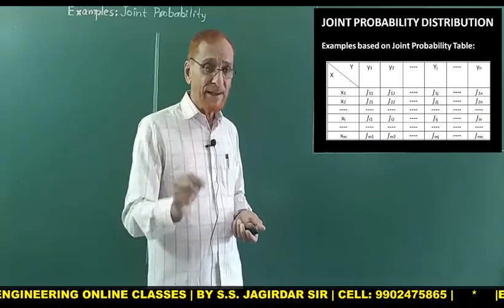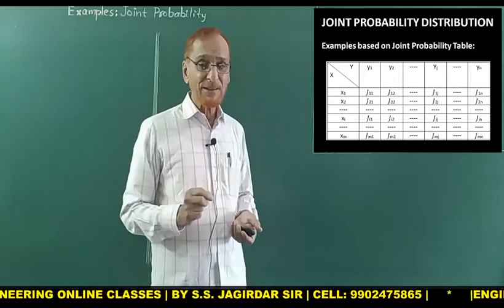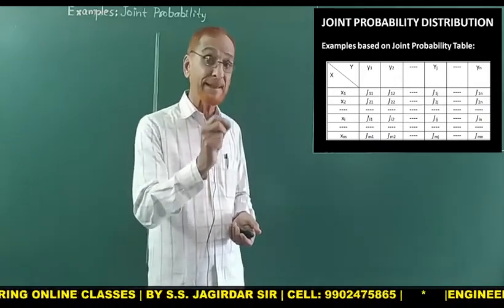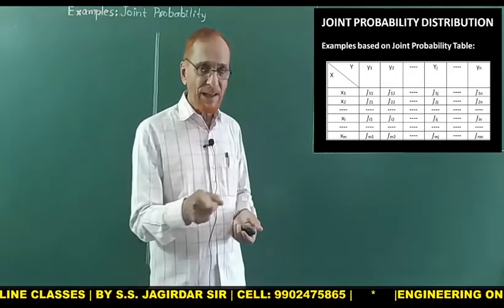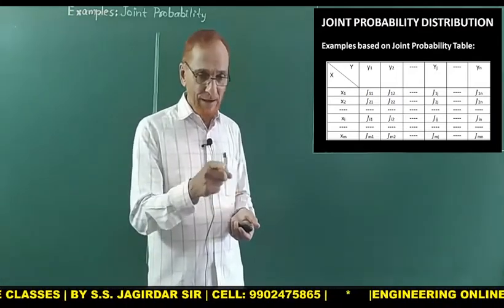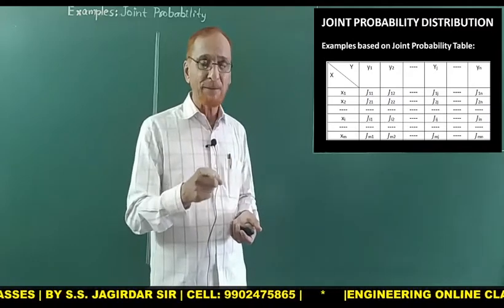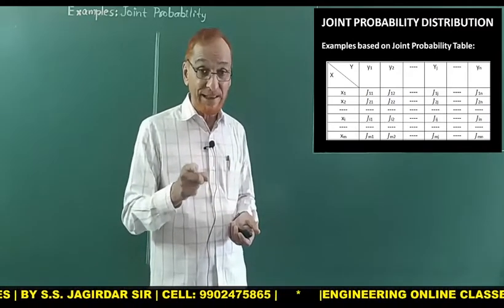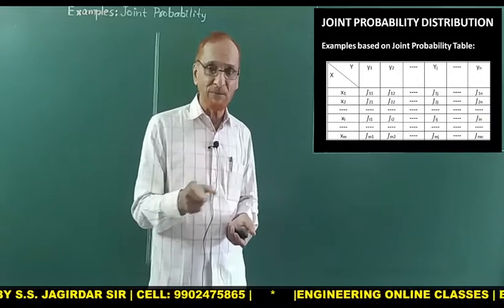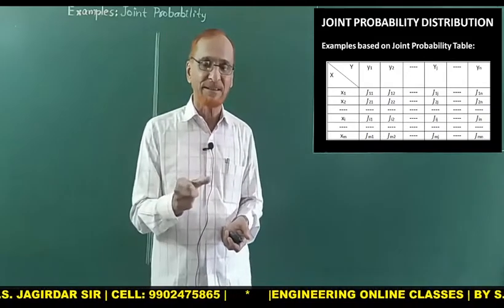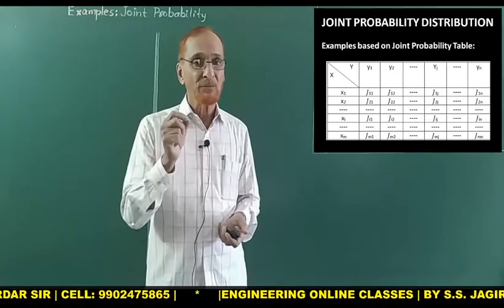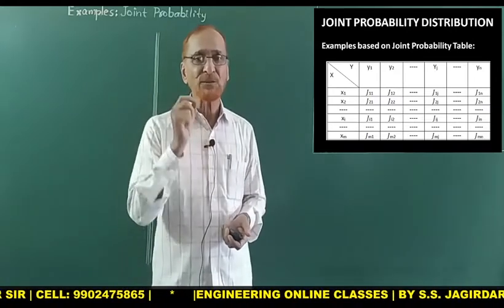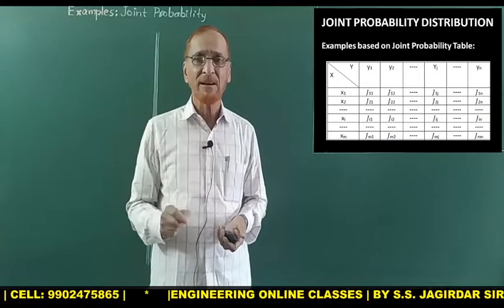This way, till the end, the last value of random variable x is xm. When you come to xm, you have to add all the j values: jm1, jm2, jmj, jmn. When you take the sum of all these entries, you will get fxm, the marginal distribution of xm. This way you will get all the entries.